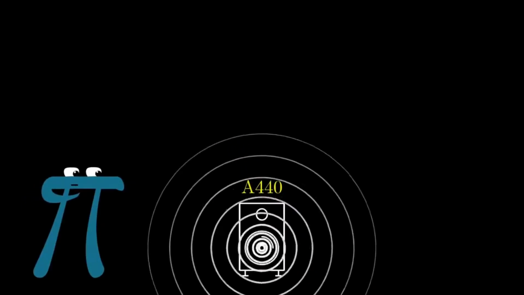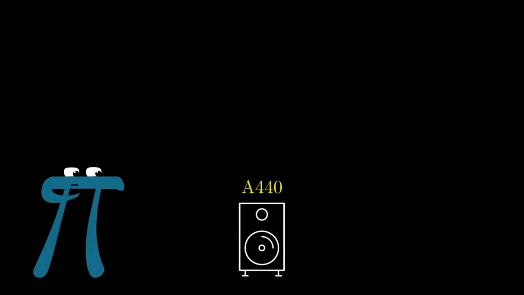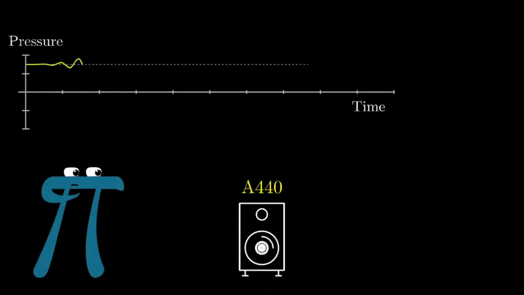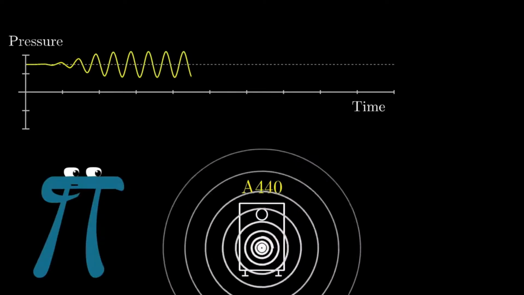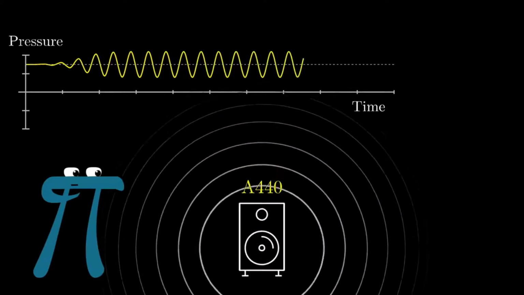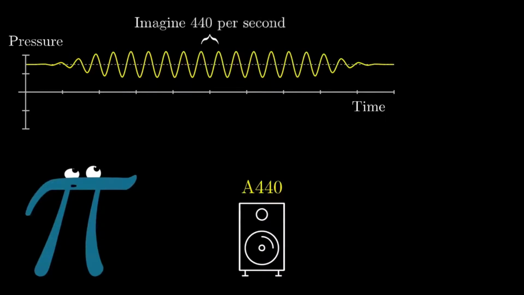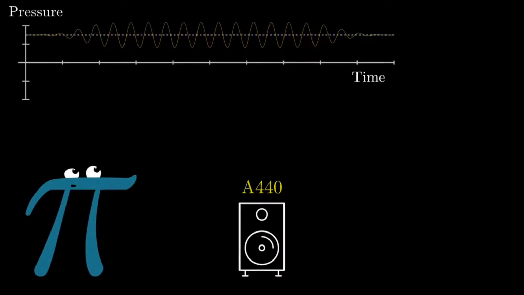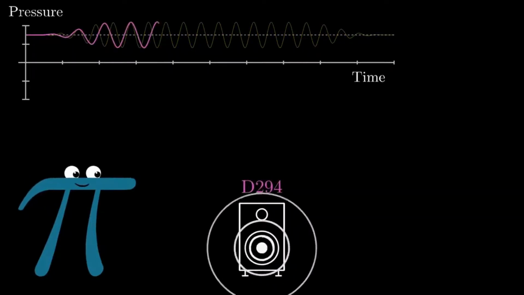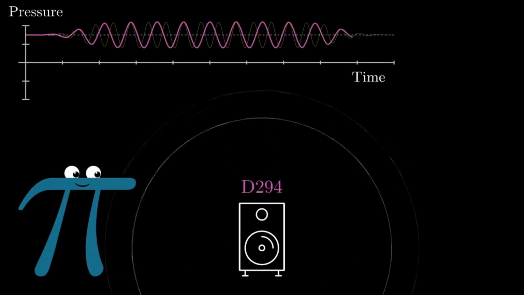This sound right here is a pure A, 440 beats per second, meaning if you were to measure the air pressure right next to your headphones or your speaker as a function of time, it would oscillate up and down around its usual equilibrium in this wave, making 440 oscillations each second. A lower pitch note, like a D, has the same structure, just fewer beats per second.